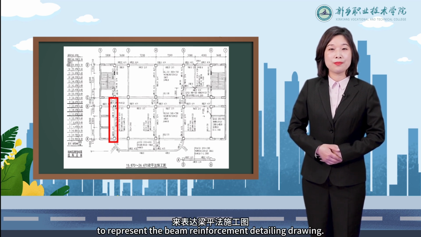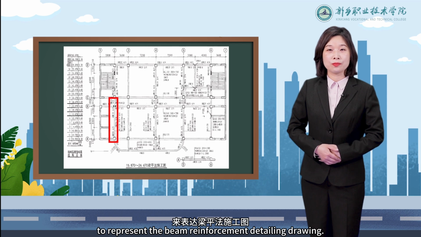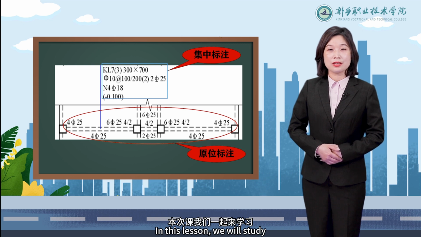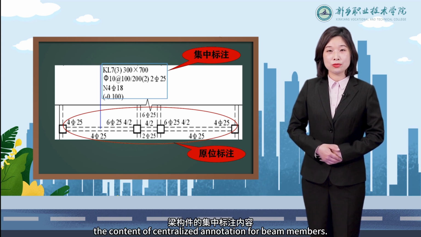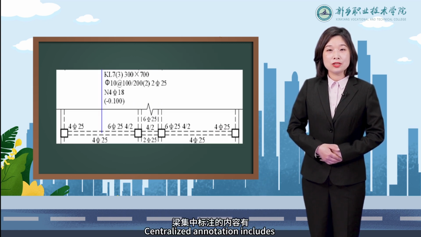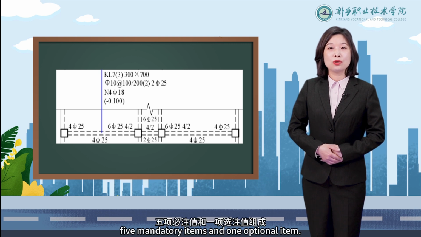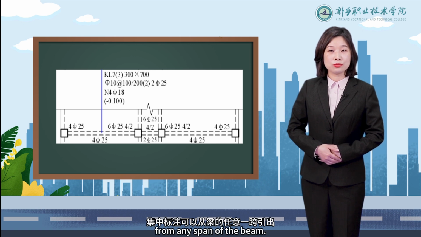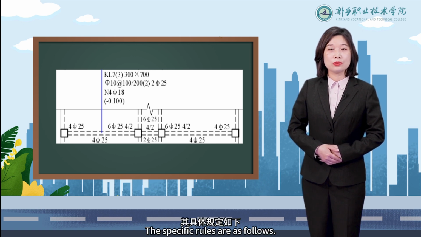To represent the beam reinforcement detailing drawing, plan annotations include centralized annotation and in situ annotation. In this lesson, we will study the content of centralized annotation for beam members. Centralized annotation includes 5 mandatory items and 1 optional item. Centralized annotation can be extended from any span of the beam. The specific rules are as follows.